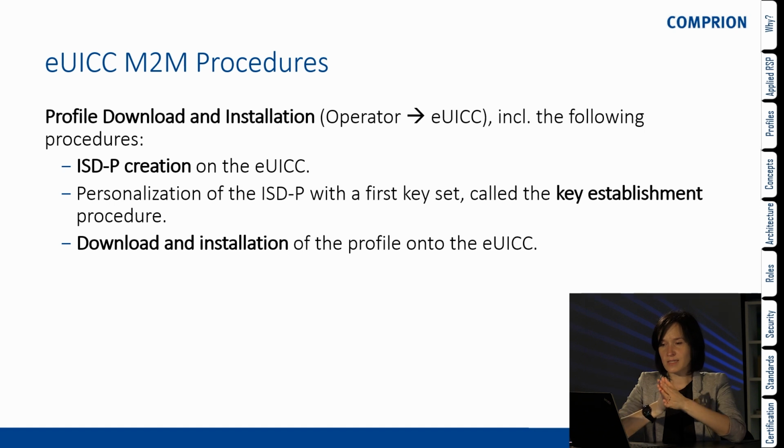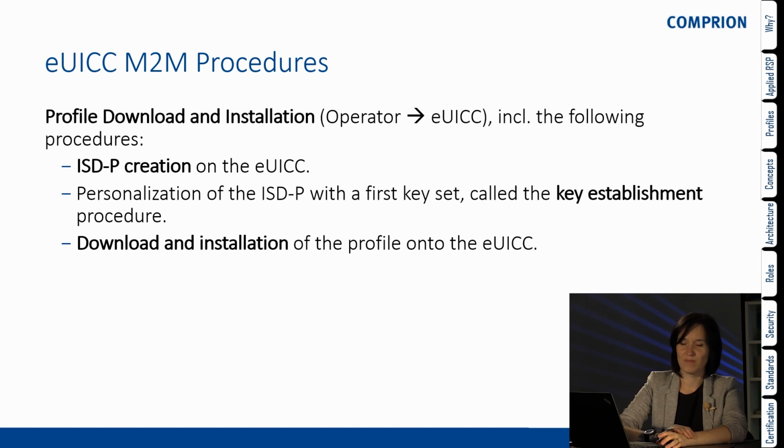And the second step, the personalization of the ISDP with the first key set, is called the key establishment procedure. So the first key set has to be established. And then finally, after the establishment of the key set, the profile itself can be downloaded and installed on the eUICC. Profile download and installation actually also comes from Global Platform, from the background.